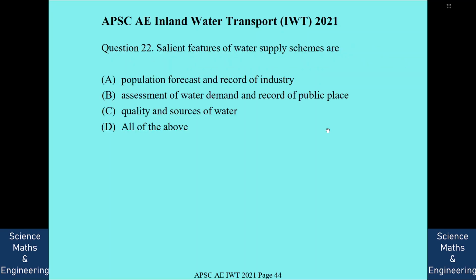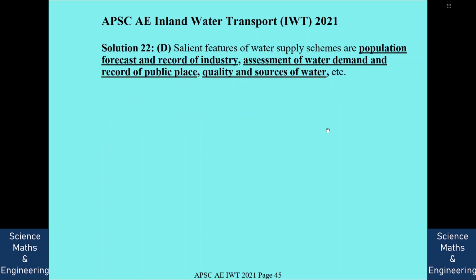Next, salient features of water supply schemes are A, population forecast and record of industry, B, assessment of water demand and record of public places, C, quality and sources of water, or D, all of the above. So the answer is, salient features of water supply schemes are population forecast and record of industry, assessment of water demand and record of public places, and quality and sources of water, etc. So all of the above is the correct answer.